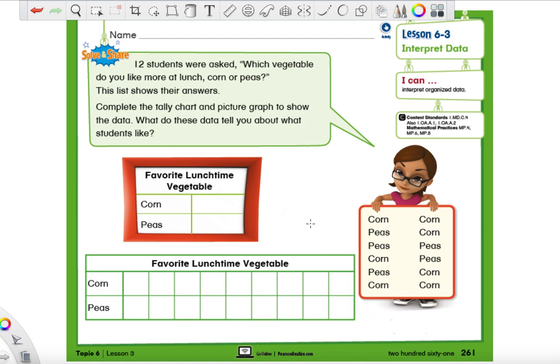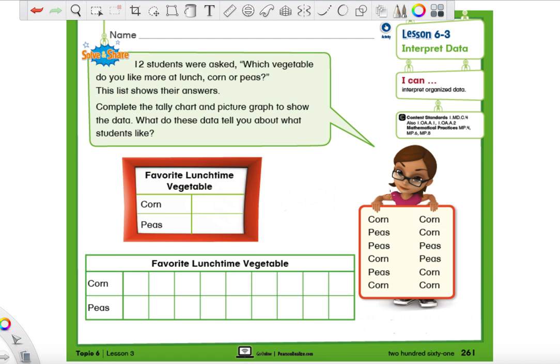Now, what we're doing today is we are going to take a list of data. Let's say that this girl asked every single person in her classroom which one they would rather eat, corn or peas. And this is a list of what everyone said. First person said corn, then peas, then peas, then corn, then peas. Each time you see the word, this is someone else's vote. We have 12 votes altogether.